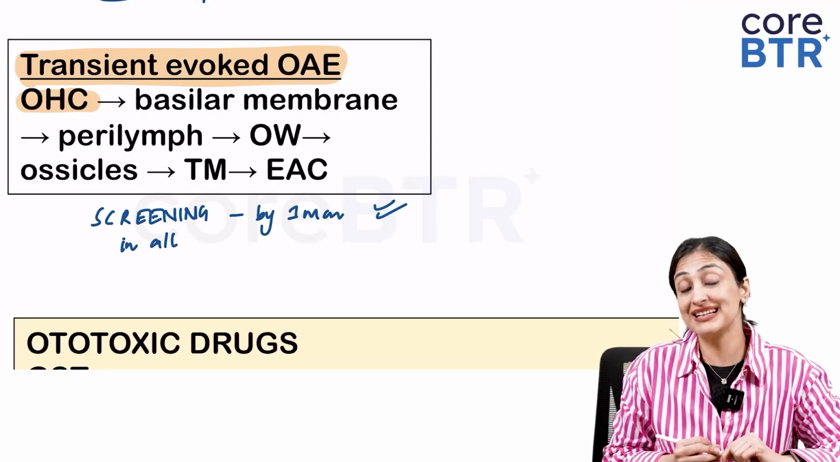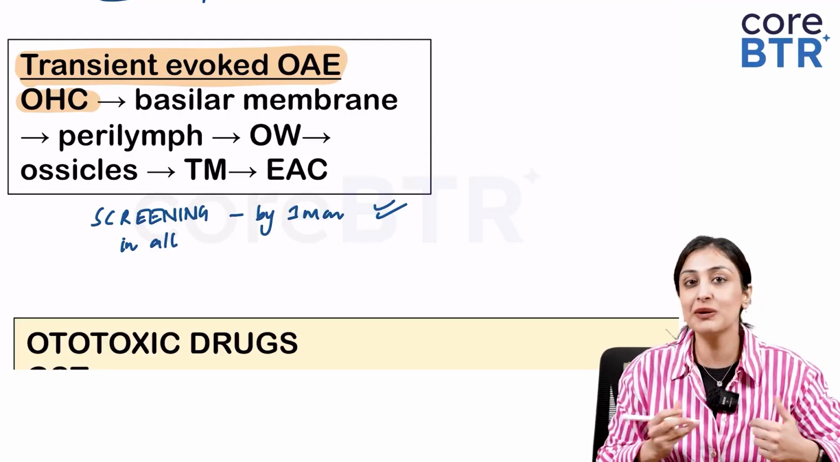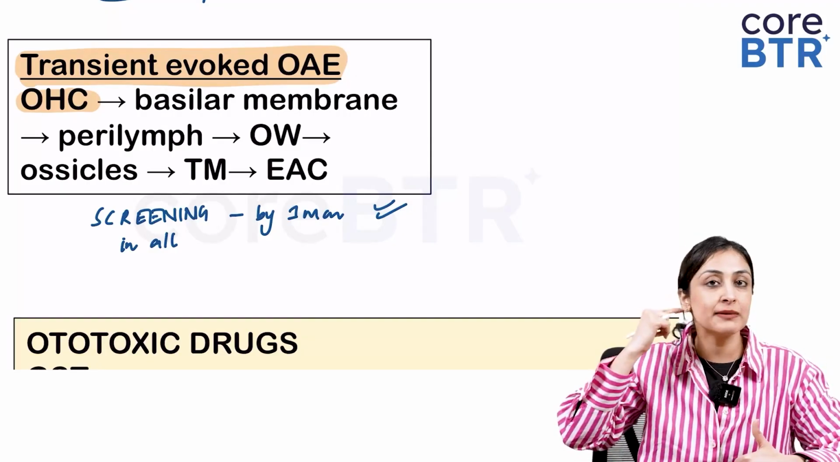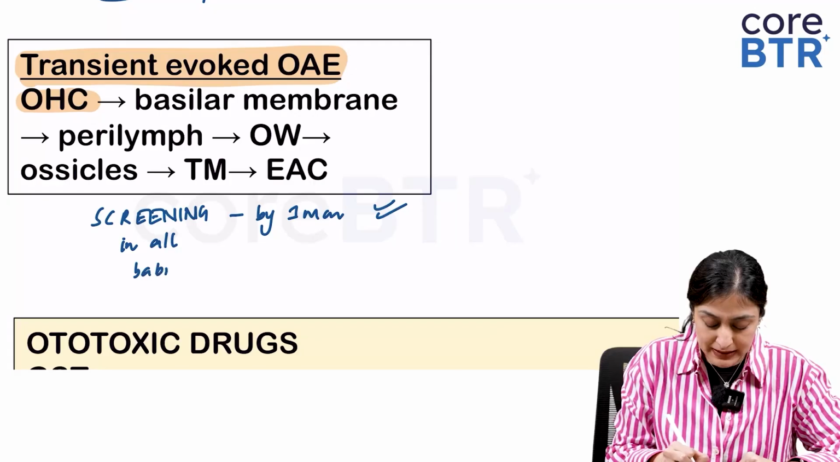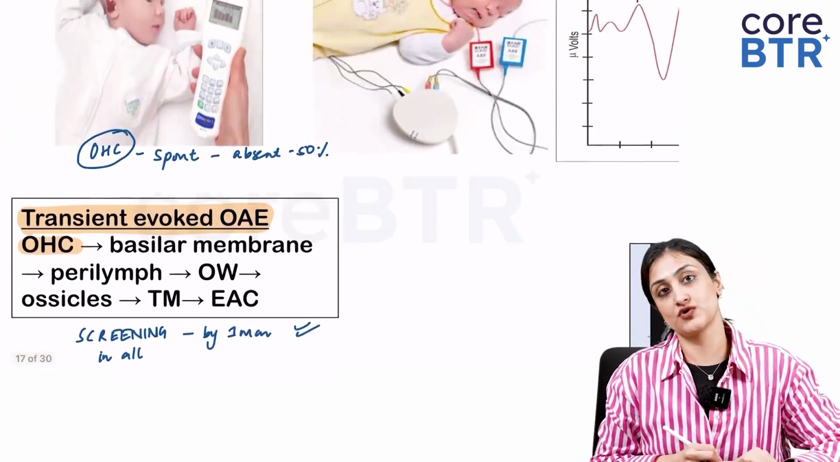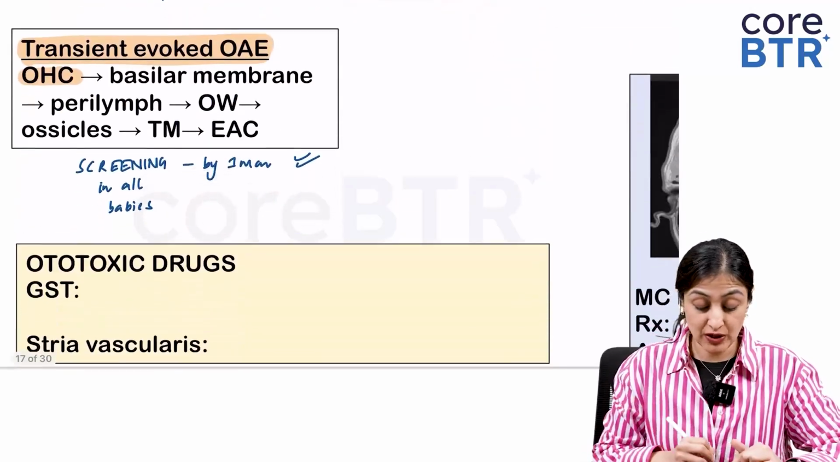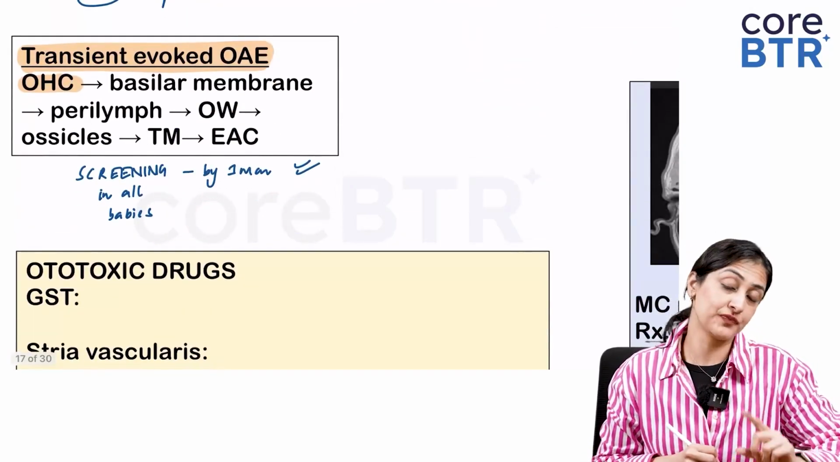Because how will you know whether a baby can listen or not? By the time they can tell, it will be too late. They won't be able to tell, because no speech will develop if they've not heard sounds, right? So screening in all babies, right? So this is otoacoustic emission. Let's say otoacoustic emissions were not found.